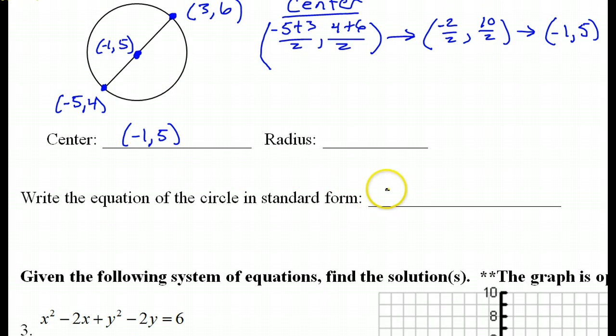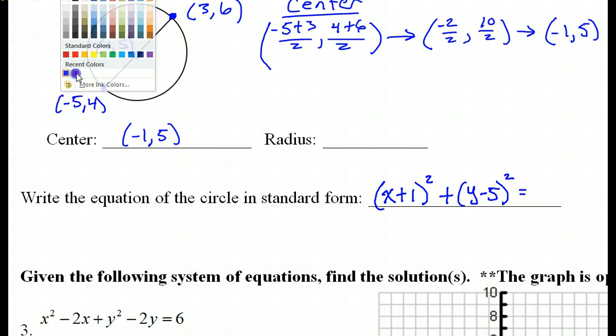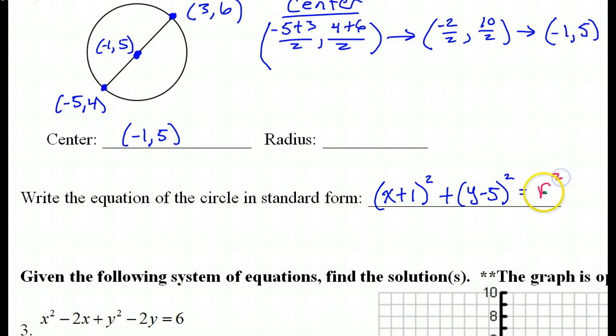That gives me the left side of the equation. So looking at the center, my equation is going to start off (x + 1) squared plus (y - 5) squared equals. Now, remember, in this position right here, we have the radius squared. So all we need is the radius, so we can square it, and then we'll be finished. And this is kind of a hint to you, because we had to find the radius anyway.